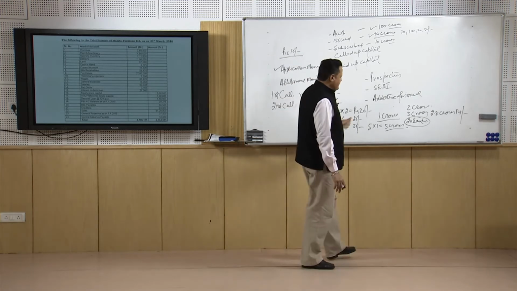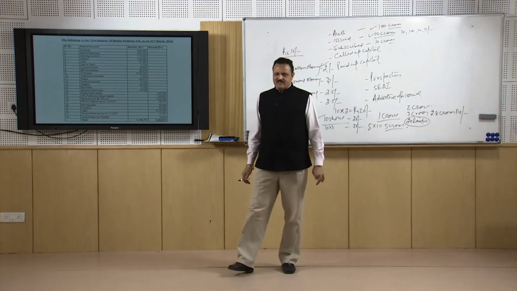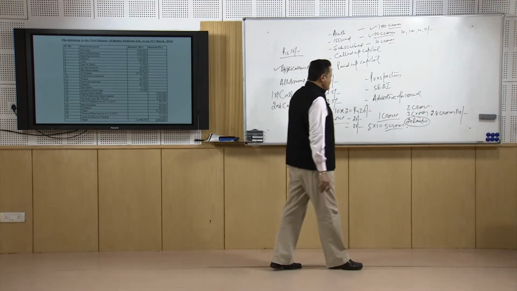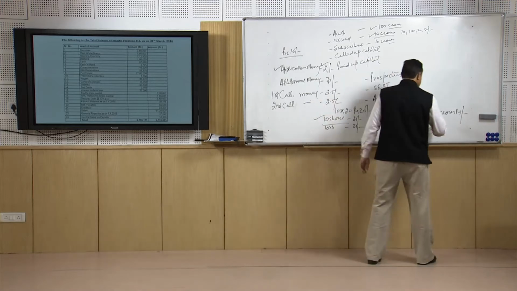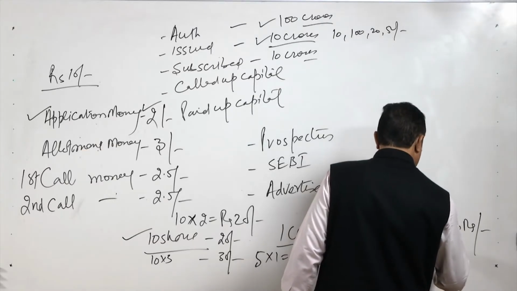So in total worth of 20 lakhs allotment money was not received by the company. So till now against the demand of 5 crores, company has received how much? 4.8 crores.